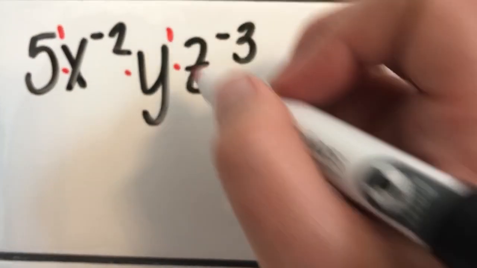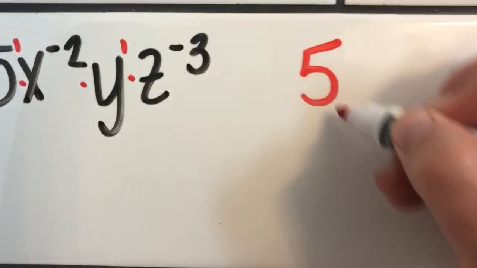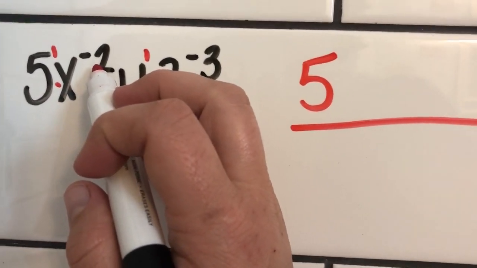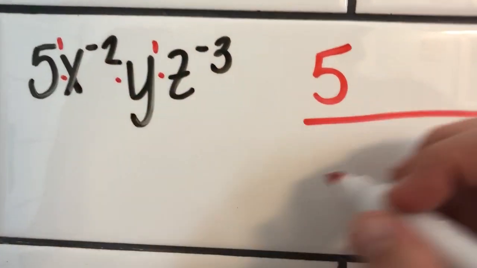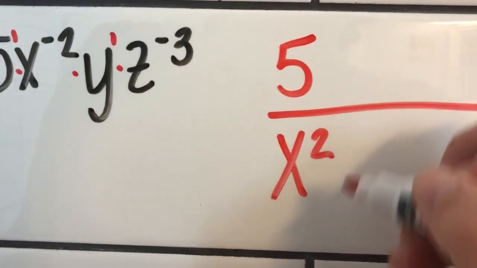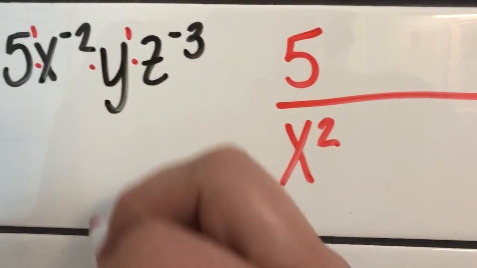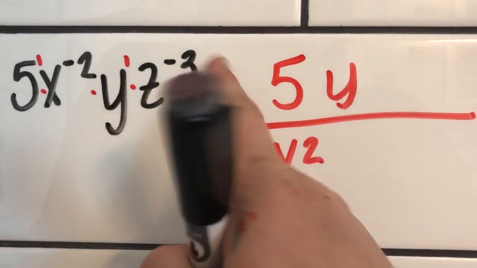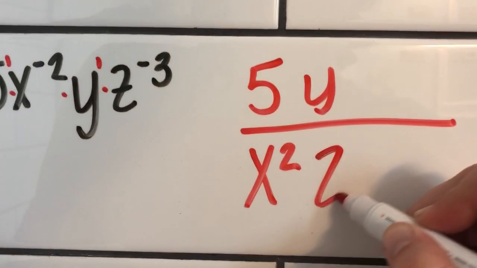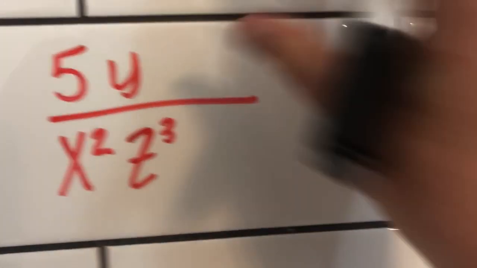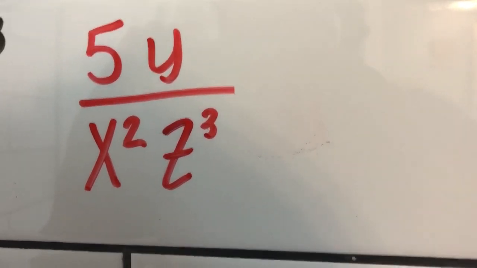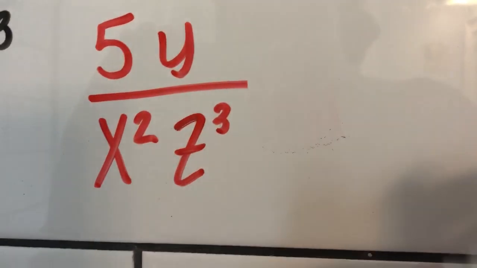So here my 5 is positive. Technically there's a 1 there if I wanted to put that. I'm going to keep the 5 up top. X to the power of -2, not happy, needs to move to the basement, down to the denominator. Y to the power of 1, that's fine where it is. I'm going to keep that up top. And z to the power of -3, not happy, down to the basement. There is nothing else you can do for this problem. I have no matching bases. That is simplified as possible. You would be done.